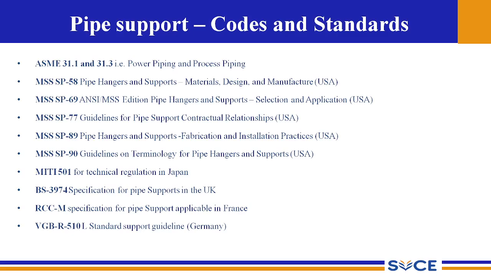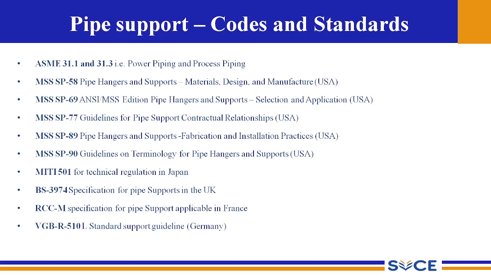Next is the fabrication and installation practices for pipe hangers and supports. MSS SP89 guidelines give the fabrication and installation practices of pipe hangers and supports. Next is the MSS SP90. This is for the terminology of pipe hangers and supports. Then MITI 501 is a technical regulation in Japan for pipe supports installation, manufacture, and fabrication.